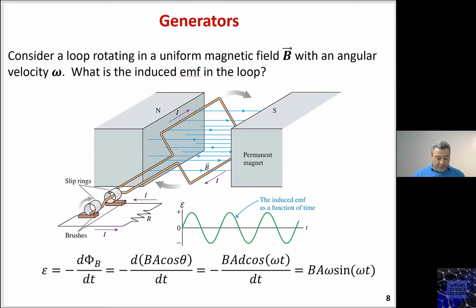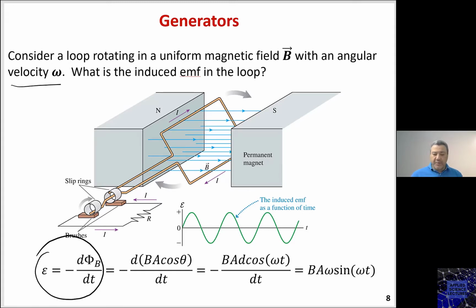Okay, so in this question, consider a loop rotating in a uniform magnetic field B with an angular velocity omega. What is the induced electromotive force in this loop? Now, remember the electromotive force is given by minus d phi over dt.